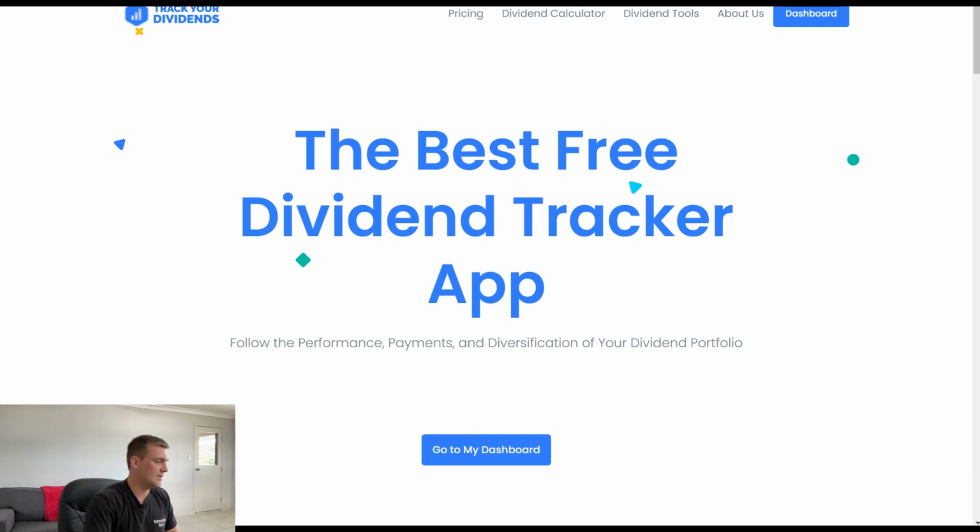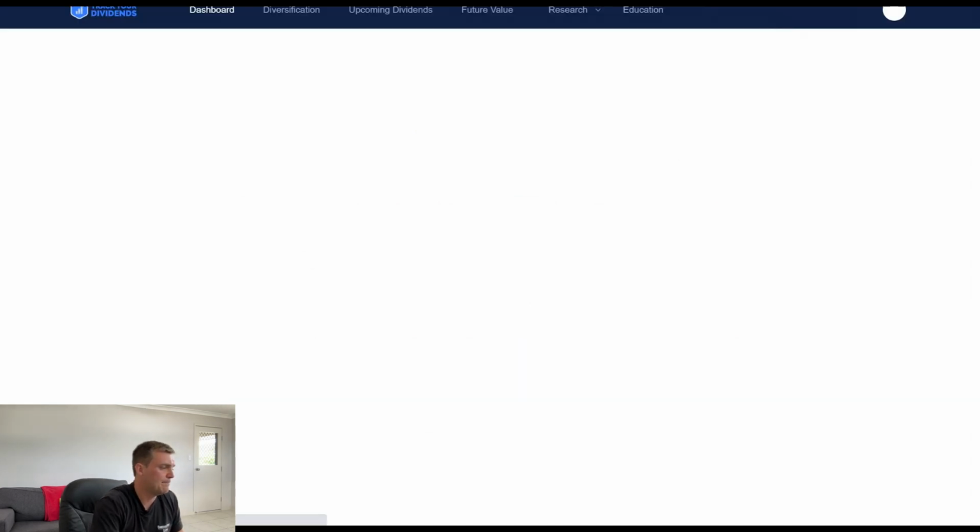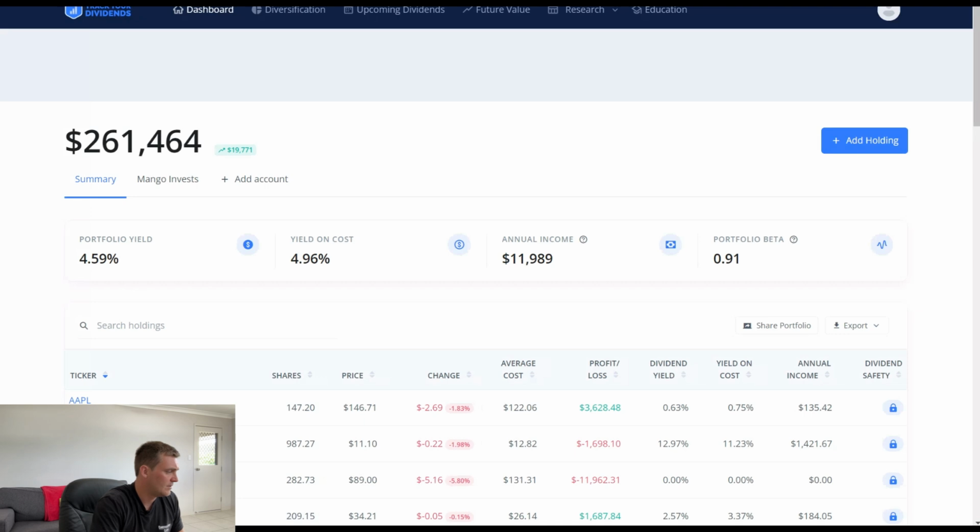So this is the website trackyourdividends.com. It's the best one that I could really find. There's another one called the dividend tracker, but it asks you to pay money if you want the amount of holdings inputted into your portfolio. But this one, Track Your Dividends, is completely free. You can input an unlimited amount of holdings.